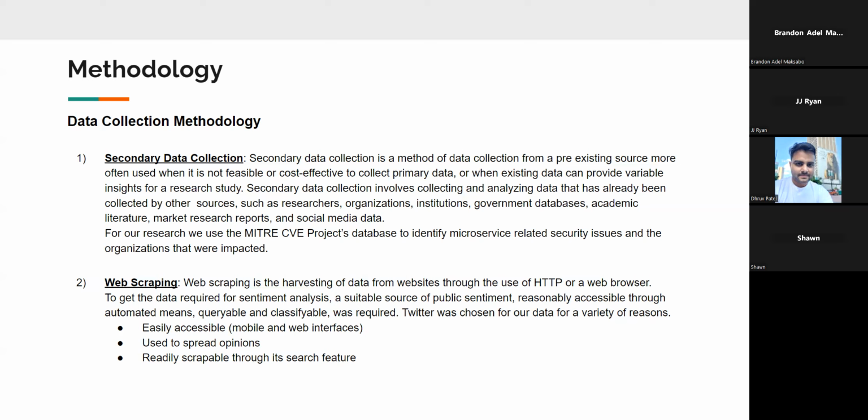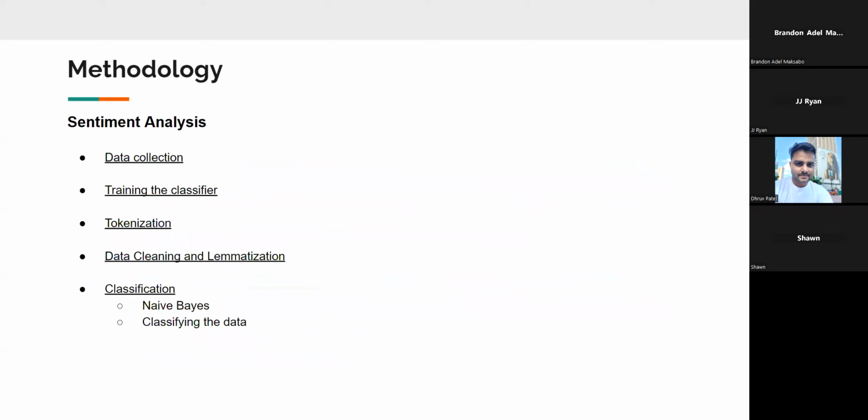Web scraping is the harvesting of data from websites through the use of HTTP or a web browser. To get the data required for sentiment analysis, a suitable source of public sentiment, reasonably accessible through automated means, queryable and classifiable, was required. Twitter was chosen for our data for a variety of reasons. It's easy to access, it's used to spread opinions, and information is readily scrapable through its search feature. Now I'm going to pass it on to JJ, and he's going to discuss further.